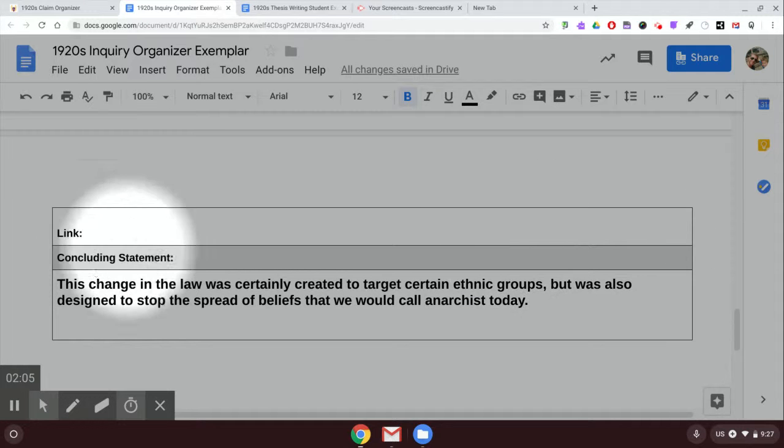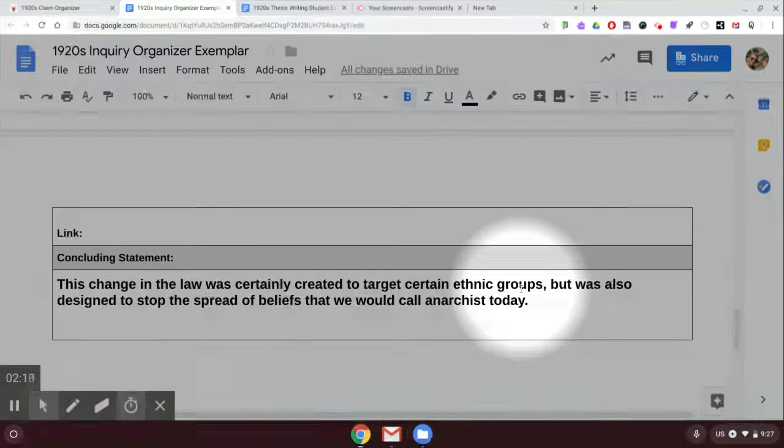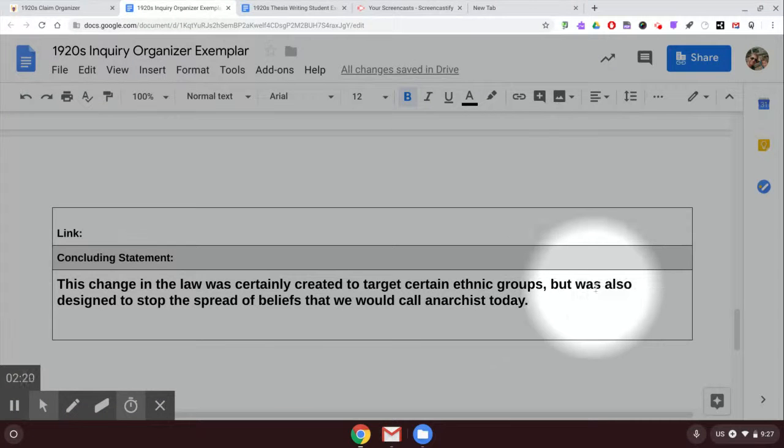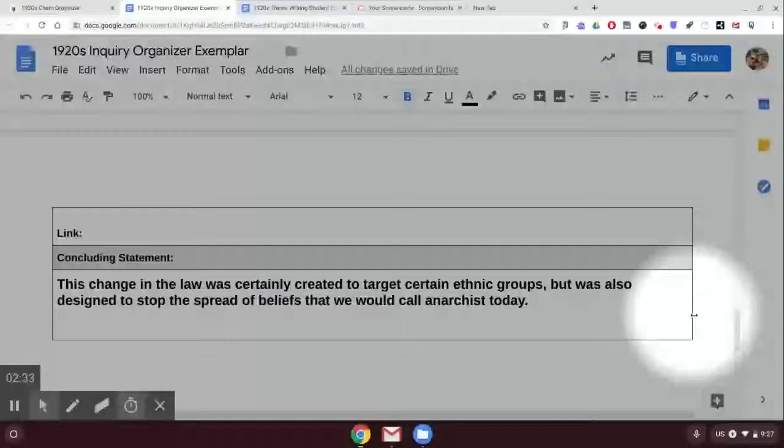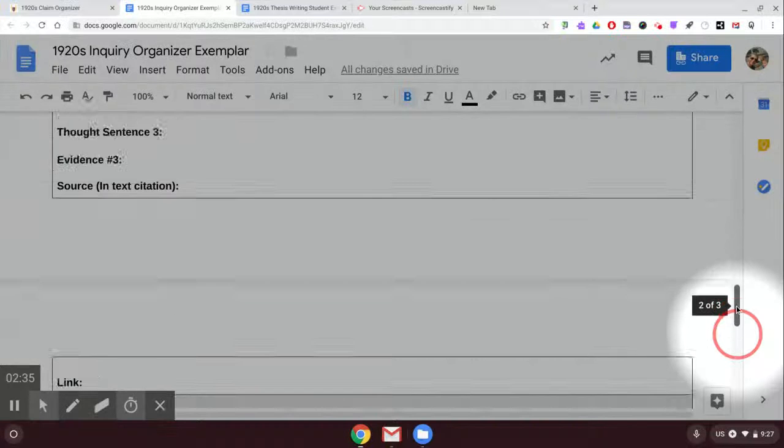And then I've got the concluding statement, which is an attempt to sum up the main ideas of that particular body paragraph. And in this case, my concluding statement says this change in the law was certainly created to target certain ethnic groups, referring to the quota system against Italian immigrants, but was also designed to stop the spread of beliefs that we would call anarchist today. My next paragraph is going to be about anarchist belief in Europe at the time and how it scared and why it scared American citizens. So I'm seeking to transition to that next idea.